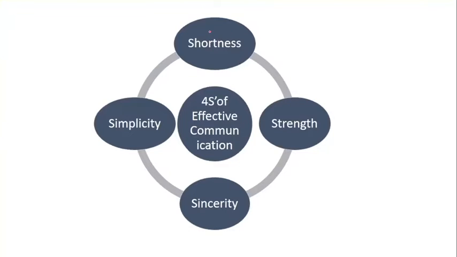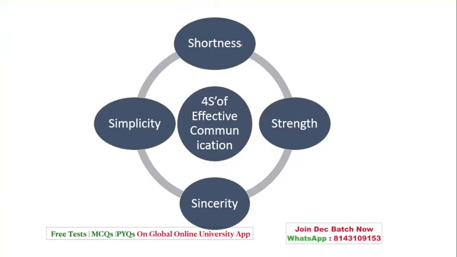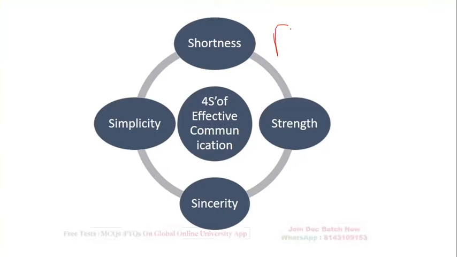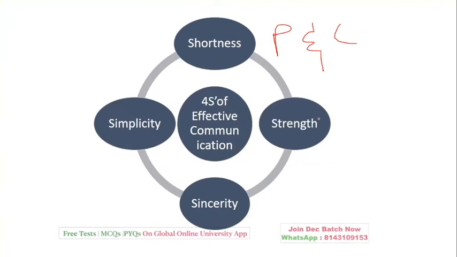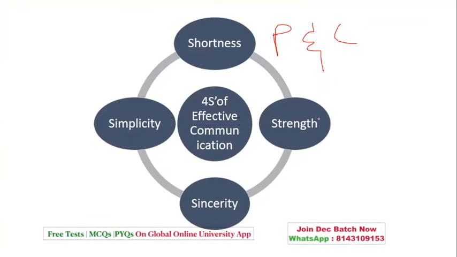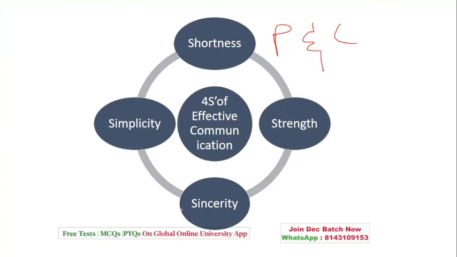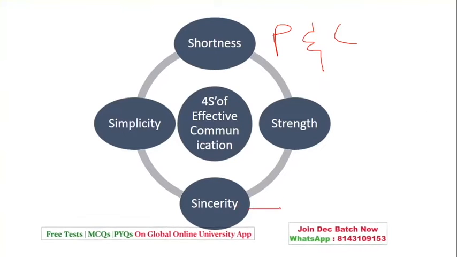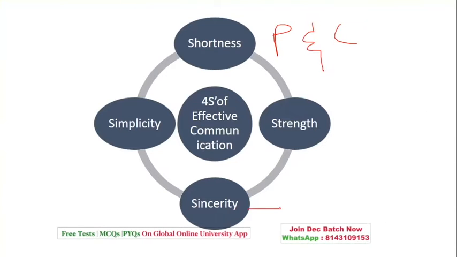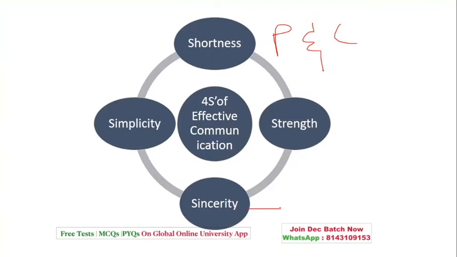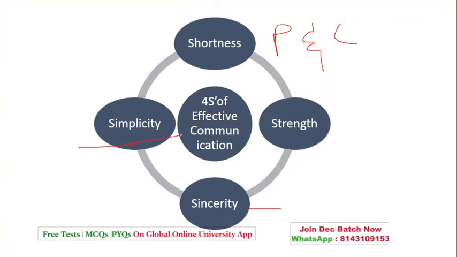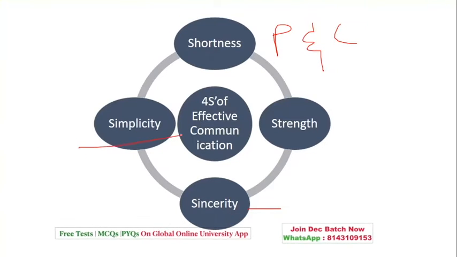Now, what are they? That is shortness, which is nothing but a concise and precise message. Okay, it's precise and concise. Strength: it means a message should have an importance, what exactly needs to be conveyed. Sincerity: it means it should be sincere, it should be communicated with the dedicated time or as per the schedule. And simplicity means the use of language which is easy to understand.